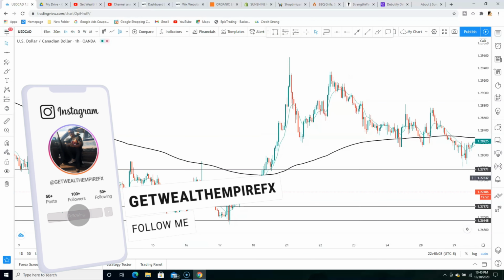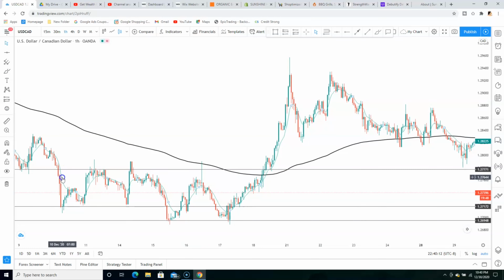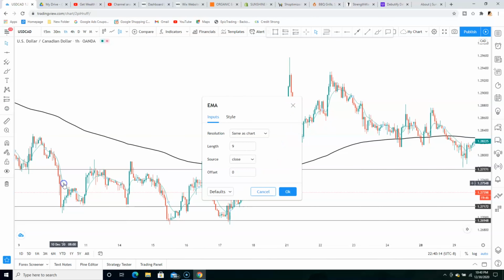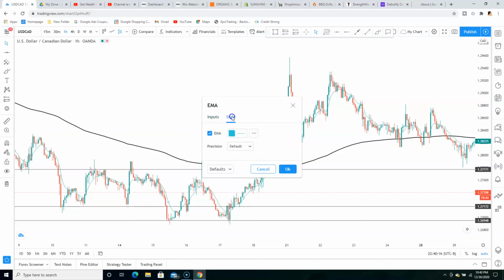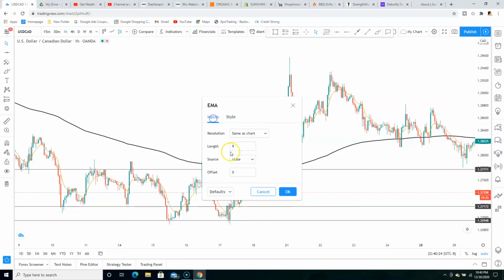This time around, we're going to change this to 50. You use any color you want. It doesn't have to be the same color as mine. You change the length to 50.